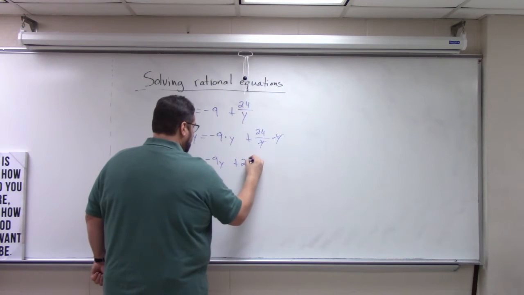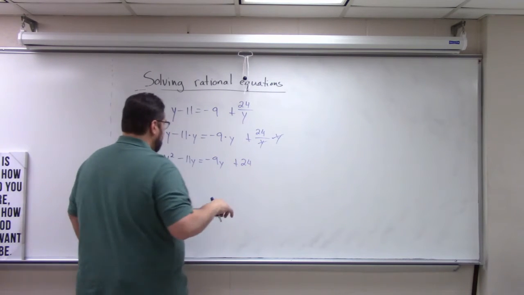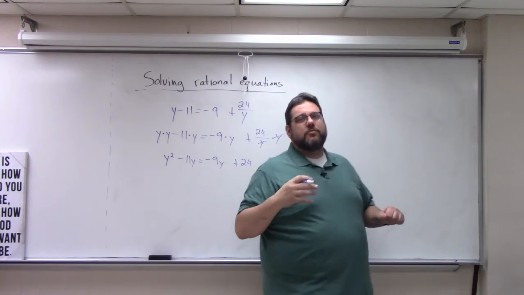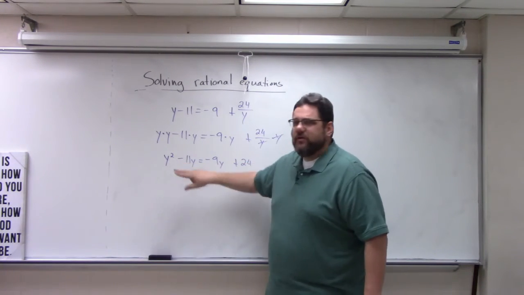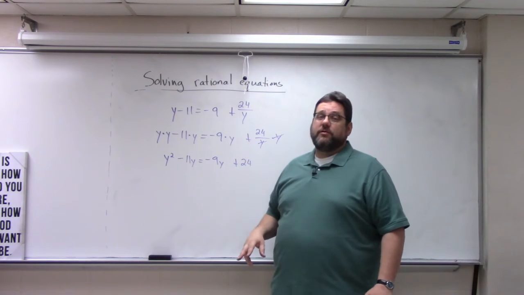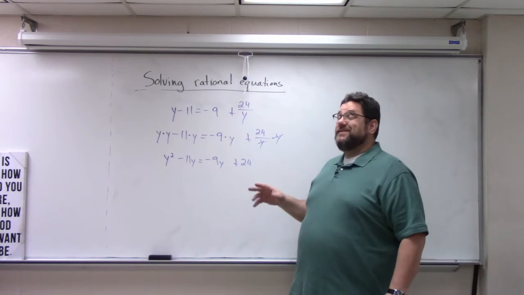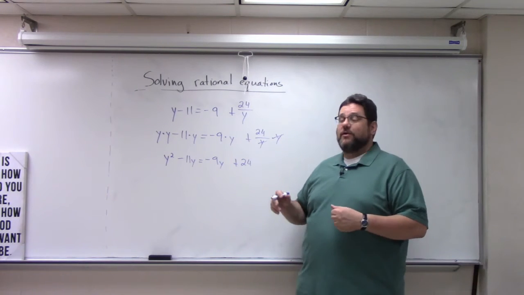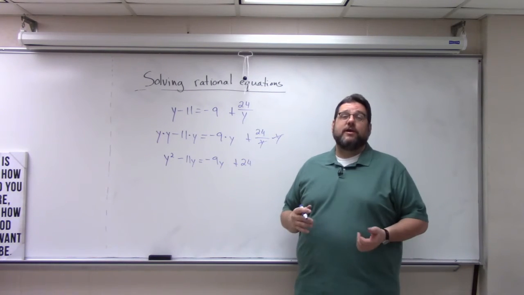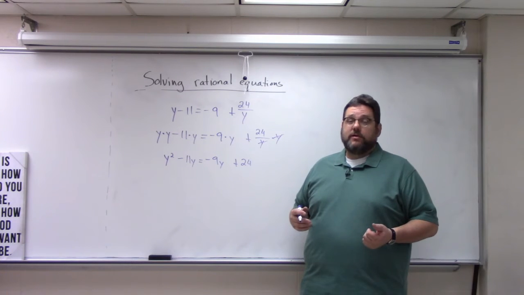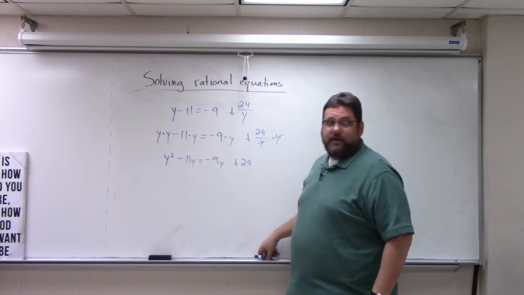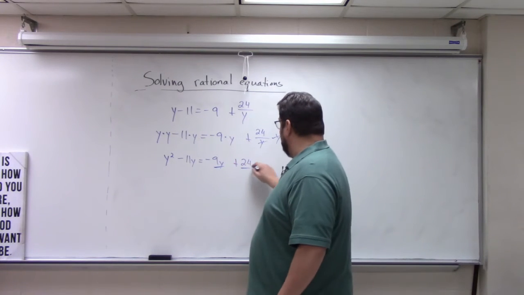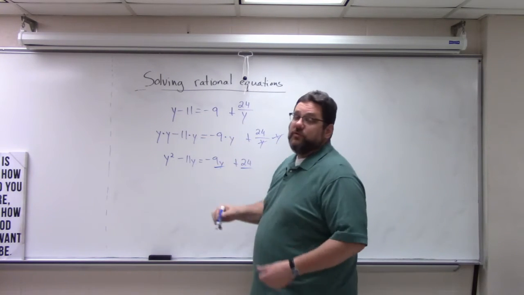Plus 24. All right, and we can see this problem's a little different, because in every other problem, we've never gotten a square on our variable. Here we have y squared, which means this is a quadratic. And the only way we have solved quadratics so far is to get everything on one side or the other and then factor it. So what I'm going to do is take this 9y and this 24, and move them both over to the other side.